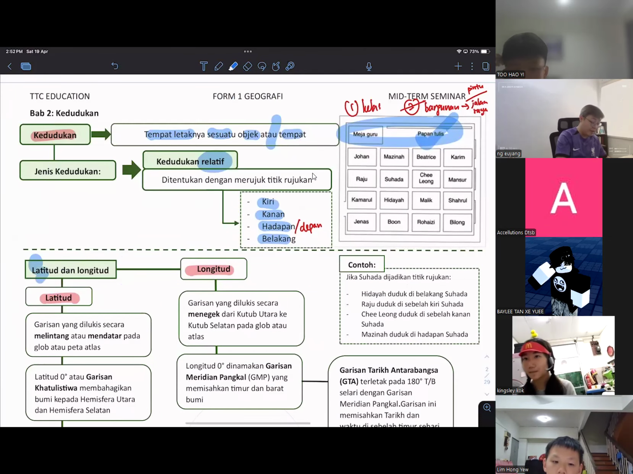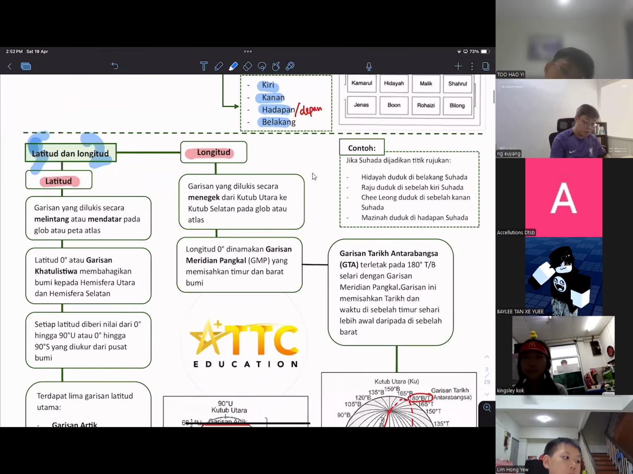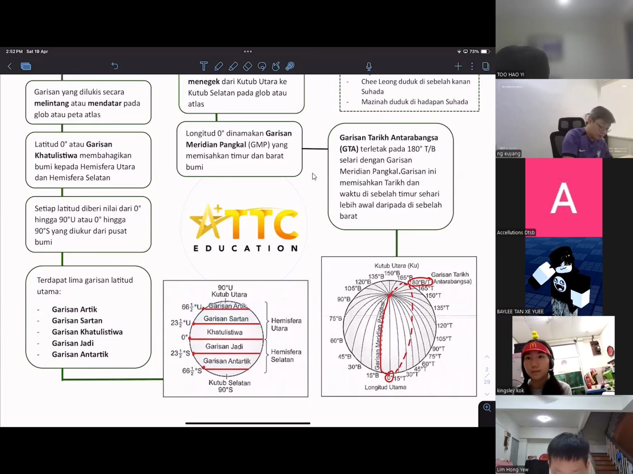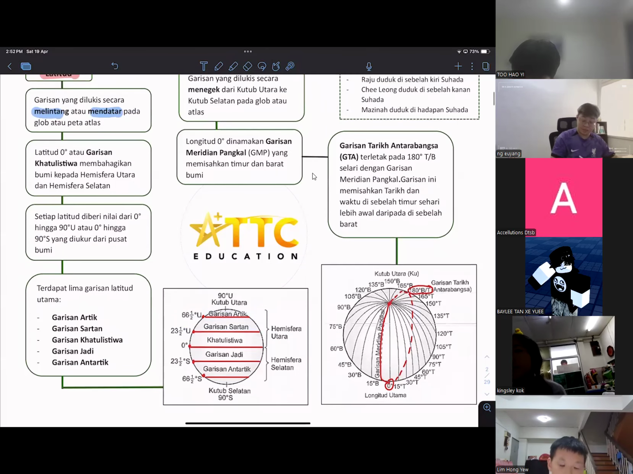Okay, so next part will be your 2.2, which is latitude and longitude. Which means we have 5 latitude and then 2 longitude. So what are the 5 latitude? All the 5 latitude are horizontal, right? Known as mendatar or melintang. So mendatar or melintang is latitude. So 0 degree is the equator, known as garisan khatulistiwa.